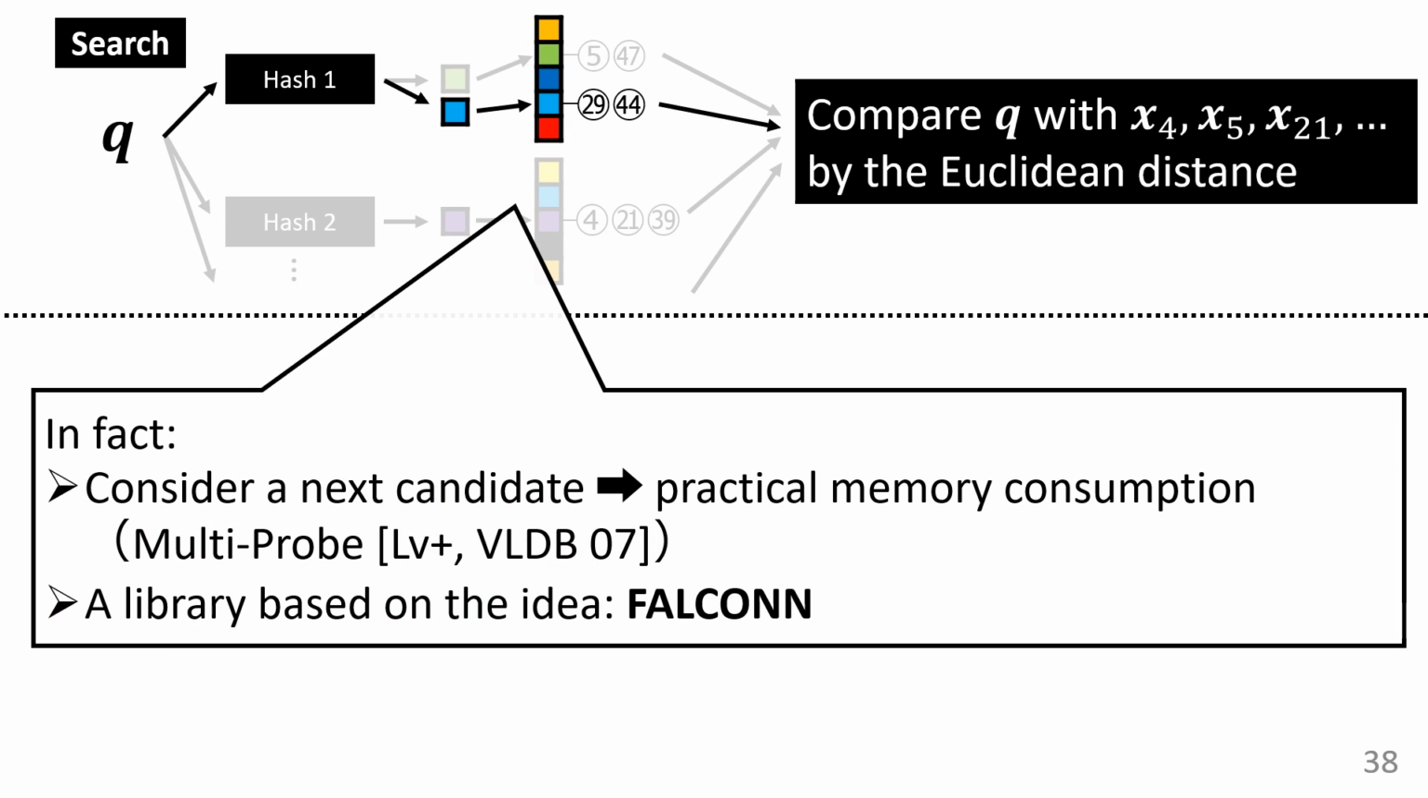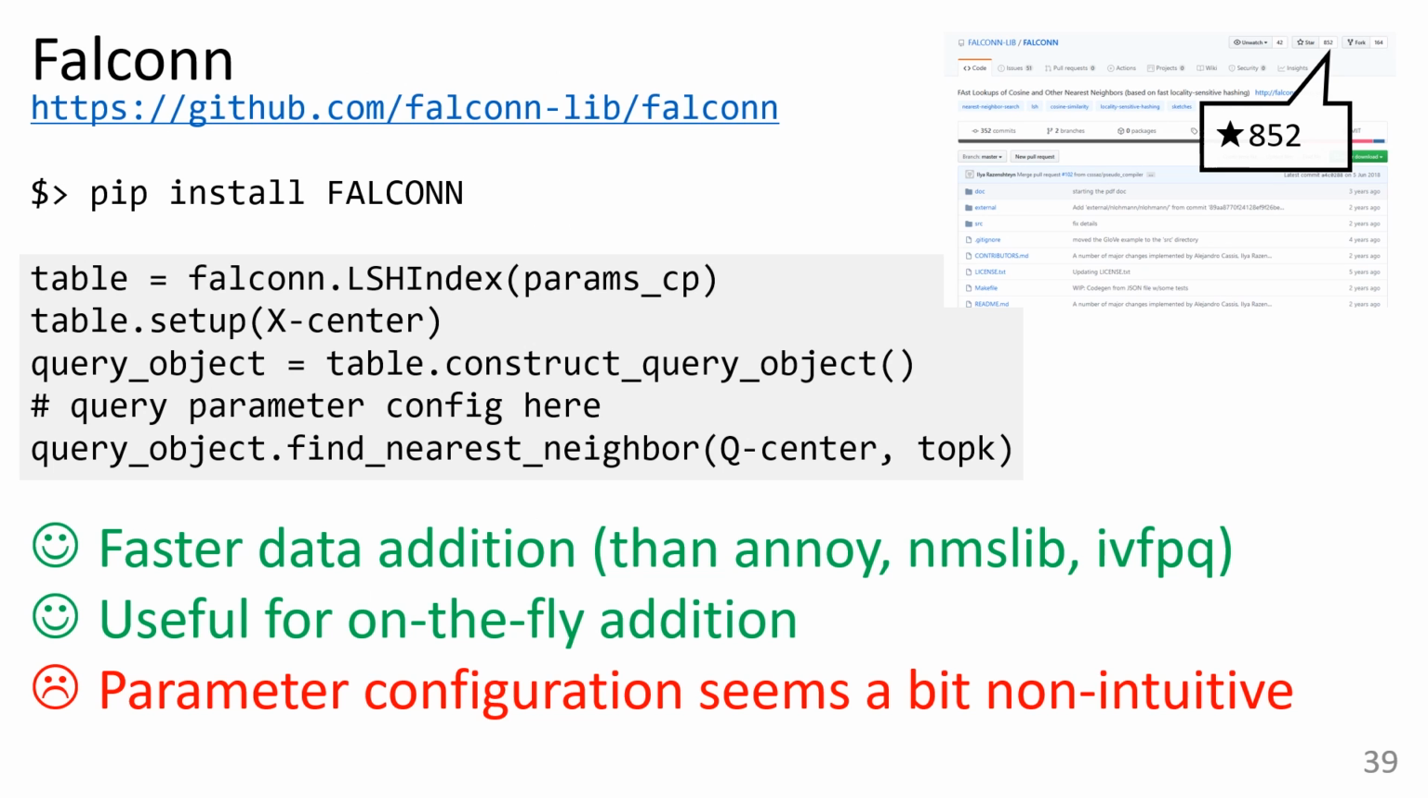However, in fact, if we consider the next candidates, we can do that with practical memory consumption. This green one is what I explained first, but we can actually consider the next candidate, the next similar symbol. Then we can use this as a candidate as well. This idea is used to create the FALCONN library. FALCONN is maybe one of the most famous LSH-based libraries. You can install it by just pip.